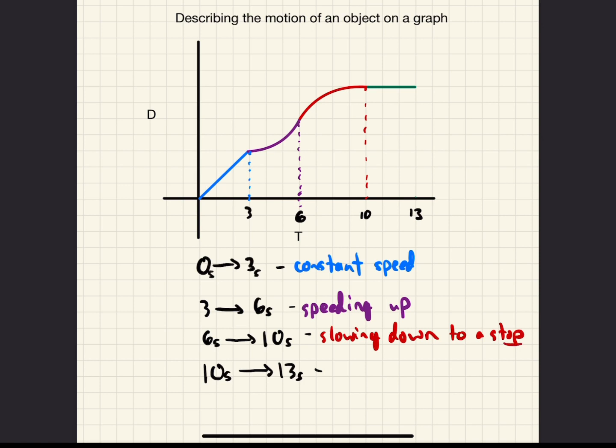And then when I look at the last portion, and that's from 10 to 13 seconds here, well, it would have a slope of 0 if I were to take the slope. So because it has a slope of 0, we're going to say it would have a speed or velocity of 0. So that really is the same thing as saying that it's not moving, or stationary.